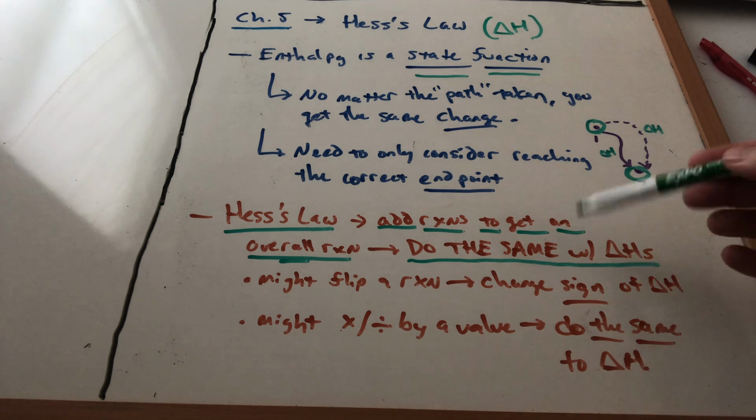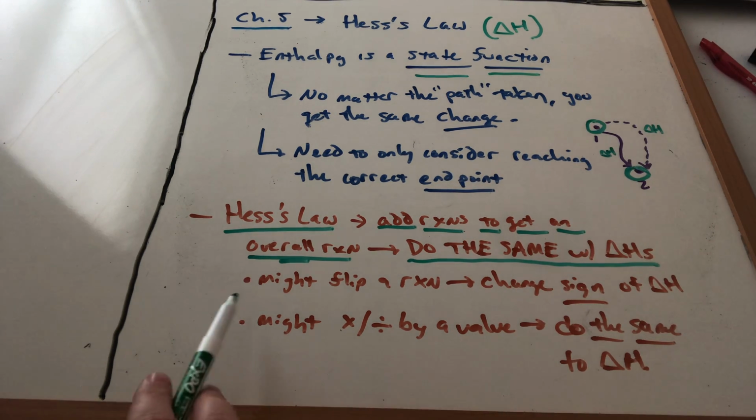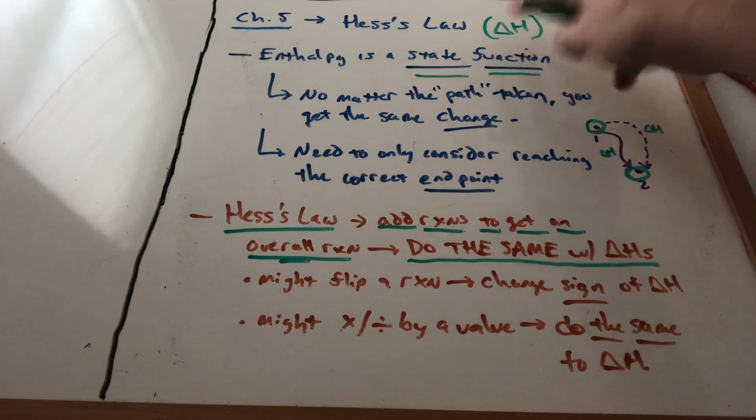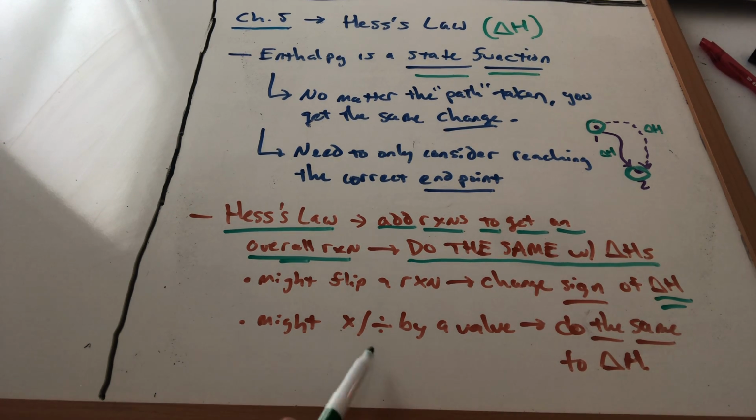As we manipulate these small reactions to make sure we get the same change, we might flip a reaction. And when you flip a reaction, any delta, you change the sign of that delta H. We might multiply or divide by a value. We might look at the coefficients of a reaction and say, hold on a second, these aren't useful, I'd like to change them. Whatever you do to the coefficients to maintain the same mole to energy bridge, you do the exact same thing to delta H.